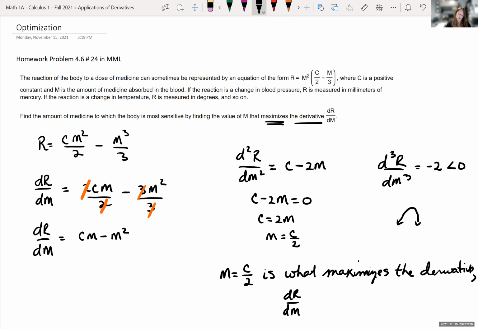So this was number 24 on 4.6 of your homework. Hopefully that explains how to do that. I think the key here was that we're trying to maximize the derivative and not the original function.